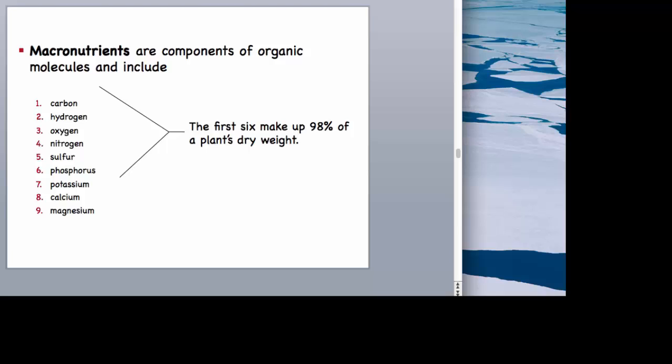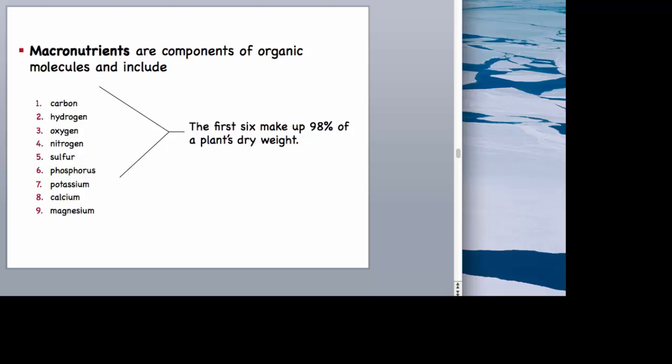If I take a plant and dry it, evaporating all of the water from it, the remaining weight of the plant, those top 6 elements will make up 98% of that plant's weight. That's an amazing number given what is going on inside a plant at any one time. Potassium, calcium, and magnesium are also critical for a number of plant functions including growth and reproduction, but those top 6 are really the key that you should focus on.